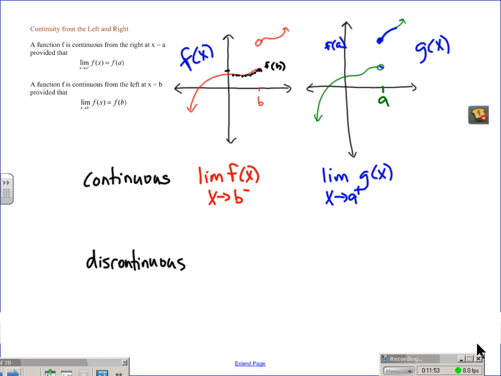And so for discontinuity, this one is not continuous at f of x when we're approaching b from the right-hand side, because it's not defined. It's not defined at that point. And then for our green one, g of x, it is not defined as x is approaching a from the right-hand side, because we are not defined here. Okay.